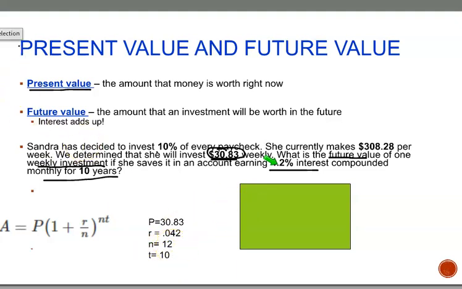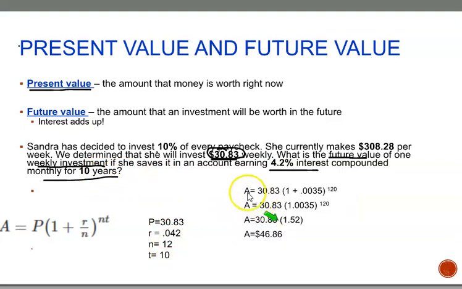Oh, no, I got that backwards. N is 12, because there's 12 months in a year, and T is the next 10 years. Okay, so we're just going to put this into our formula. Take out the P, replace it with the number. Take out the R divided by the N. Who remembers how to do that? How did I get 0.0035? Take the R, which is 0.042, divide it by 12. Okay? And on your calculator, this is what you'll get.